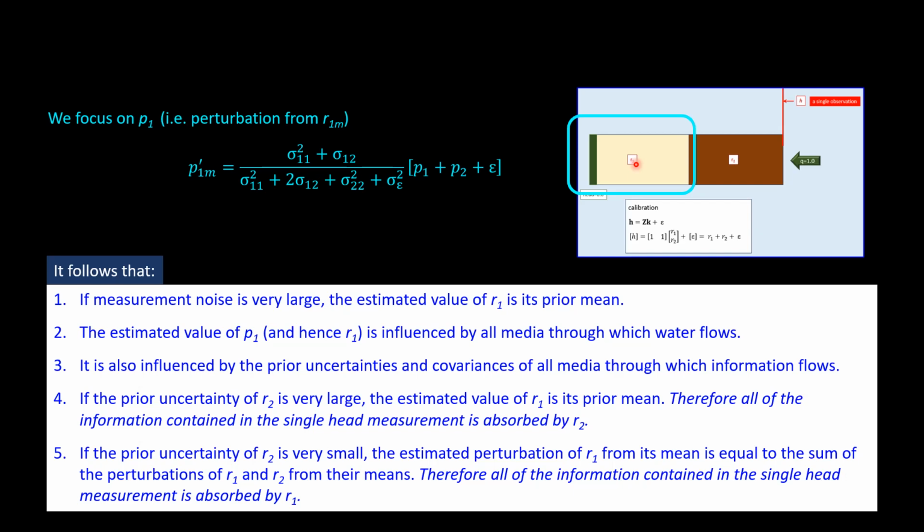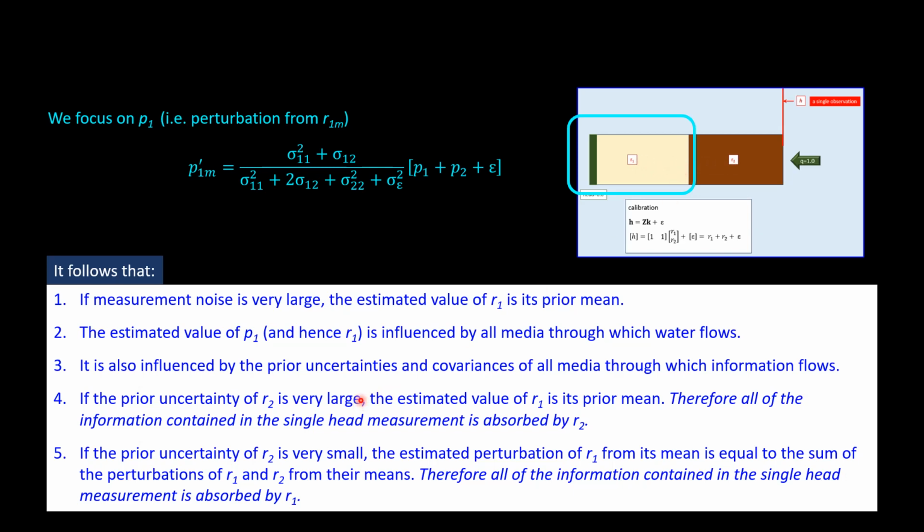Once we've history matched, things are a little different. The expected value of this resistance is now a little bit more complicated, and it is calculated from the actual values of the resistances even though we don't know what these are. It is affected by both of them. It is no longer affected only by itself.